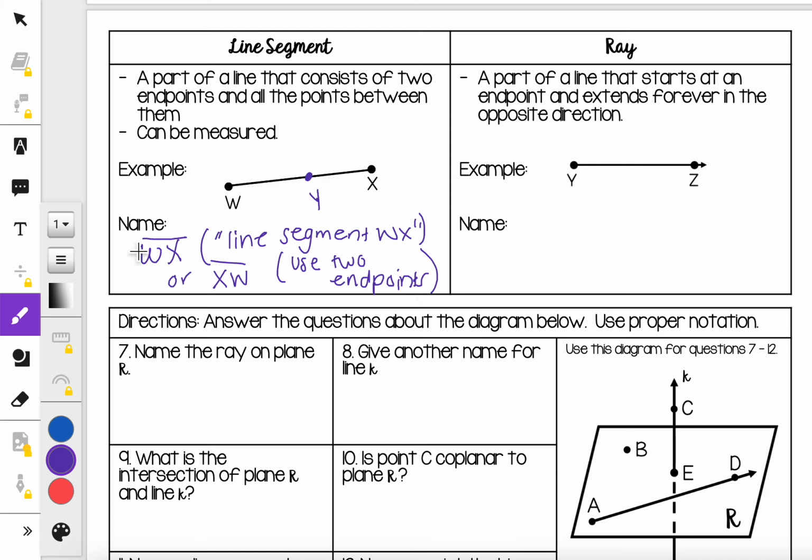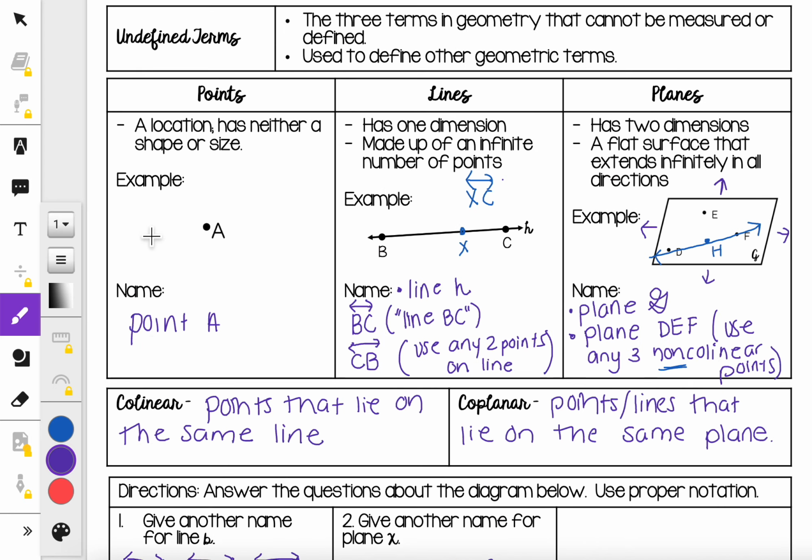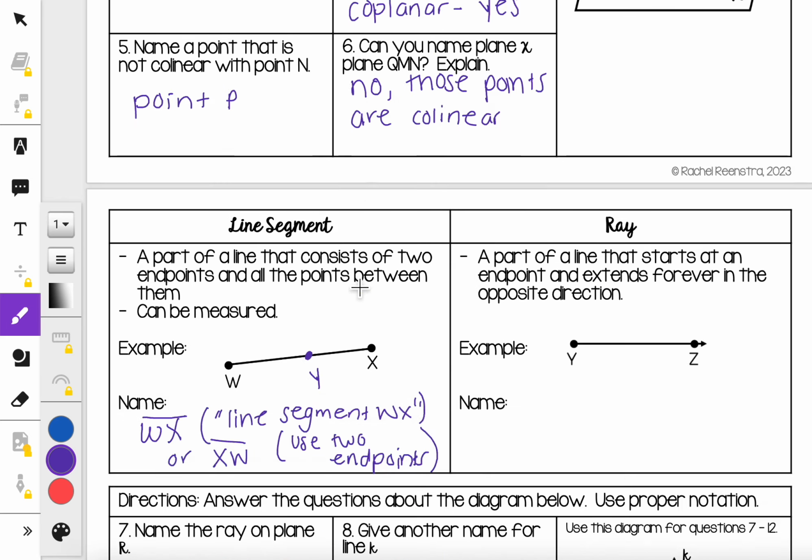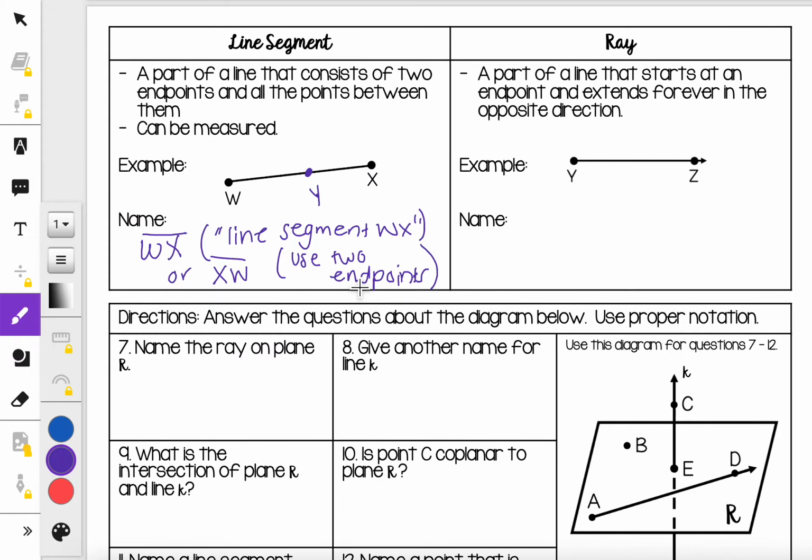Notice that in our notation, we don't have those arrows that we did for the lines, right? So with the lines, because this is a line that goes on forever and ever, we have those arrows there. In a line segment, we are not going to put those arrows there because we do have endpoints. Okay, some people kind of draw in those endpoints. I think that sometimes makes it look like an arrow, so I just draw that straight line there, okay?